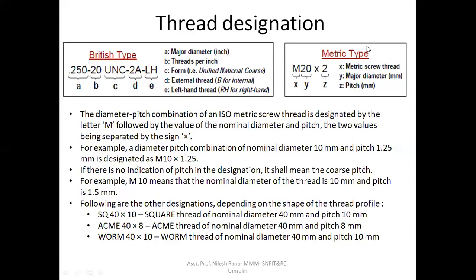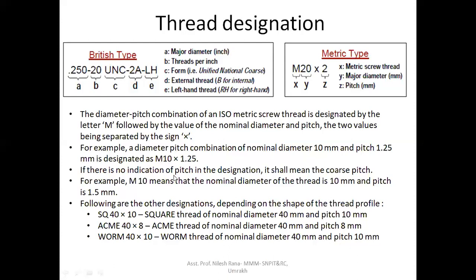Okay. So here you can see the metric type. So M20 by 2. It means the metric screw thread. X category is called the metric screw thread. Y is the major diameter in mm, and Z is the pitch in mm. Okay. So here you can say that the diameter pitch combination of an ISO metric screw thread is designated by the letter M. M is metric, followed by the value of the nominal diameter and pitch. The two values are separated by the multiply sign, meaning X. For example, a diameter pitch combination of nominal diameter 10 mm and pitch 1.25 mm is designated as M10 by 1.25. It means metric form, 10 mm major diameter and 1.25 mm is the pitch value.